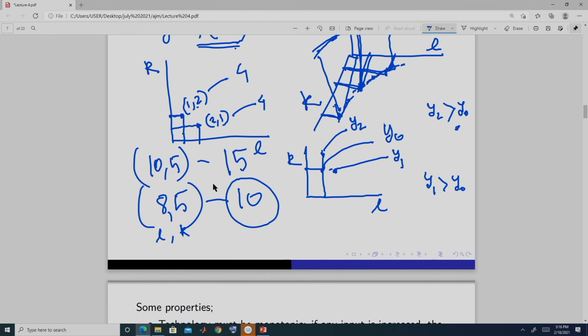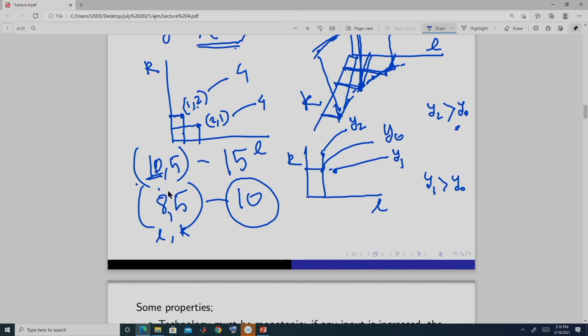Now suppose I want to produce only 10 units and I already have 10 units of labor, then I will not bear anything extra if I want to dispose of 2 units of labor. So I can easily switch from this combination to this combination and I will not bear any extra cost for that. So this is what free disposal means. And third, the technology must be convex.